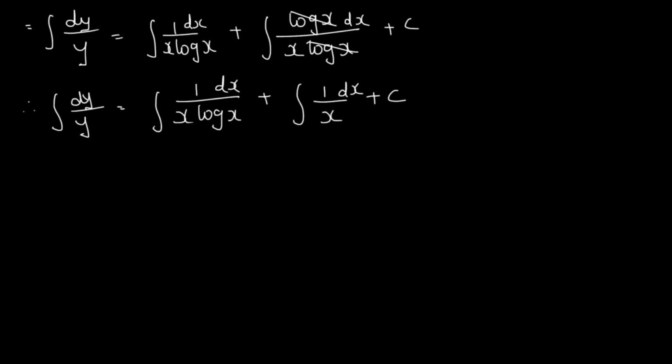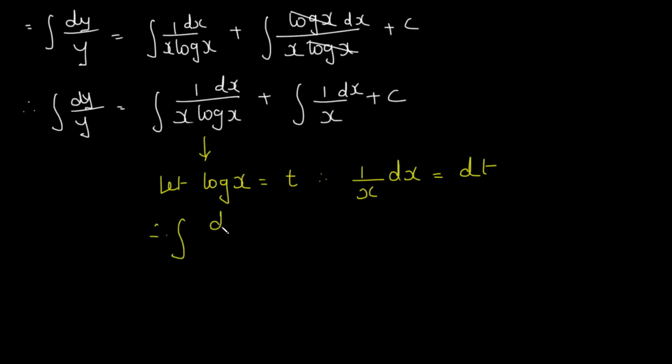For that, of course, we use the method of substitution. So for this particular term, let log x is equal to t, and therefore you get 1 upon x dx upon differentiating as dt. So as you can see, the substitution over here, 1 upon x dx becomes dt, and therefore we have integral dt upon t, because log x is t. The answer for which is log t, which is actually log x.